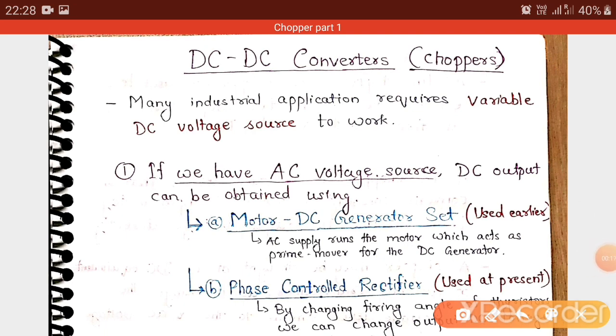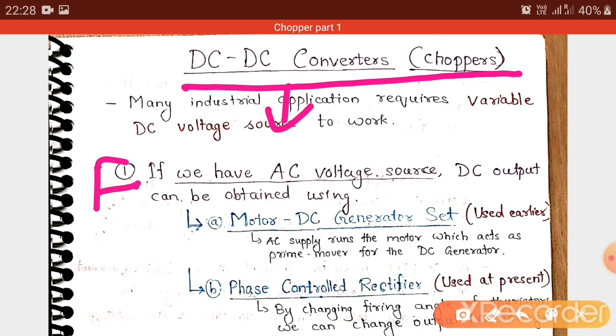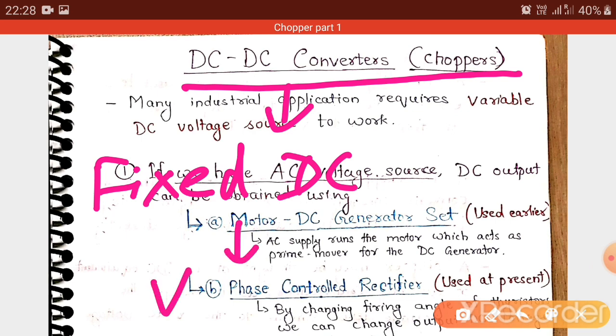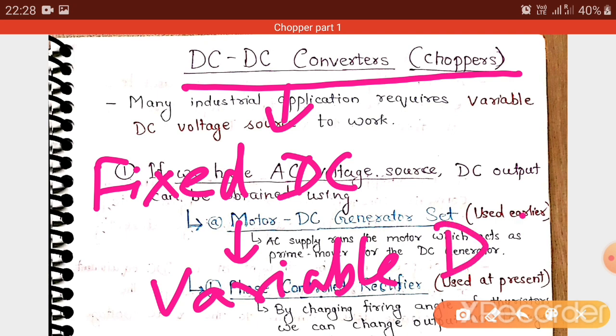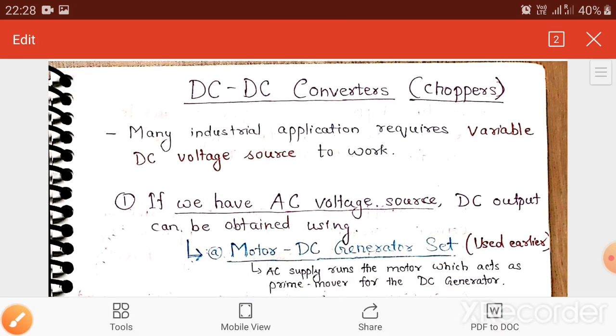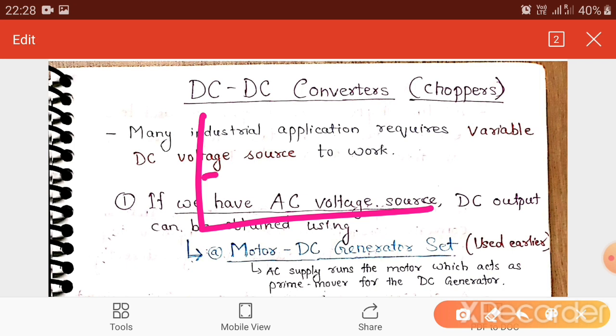Choppers are also known as DC-DC converters, and they are used for changing a fixed DC supply into a variable DC supply. That is the purpose of using a chopper circuit. A variable DC supply means we have a voltage source whose output voltage can be changed as per our need. That is a variable DC supply.